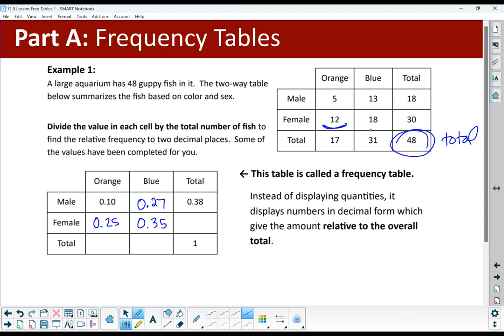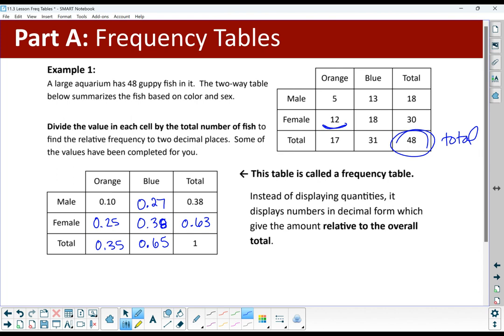The next one is 18 divided by 48. Then this one right here is 30 divided by 48, which gives us 0.63. The bottom row, 17 divided by 48, gives us 0.35. And then our last cell, 31 divided by 48, is 0.65. Oh, sorry, that was a 0.38. I don't know why I wrote 0.35.